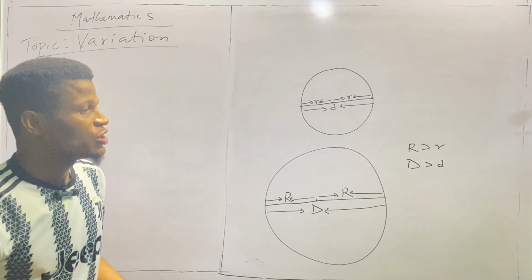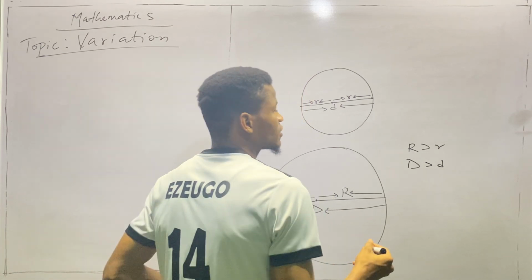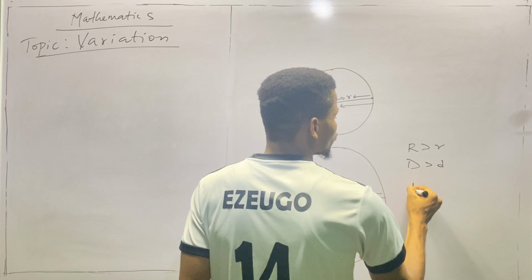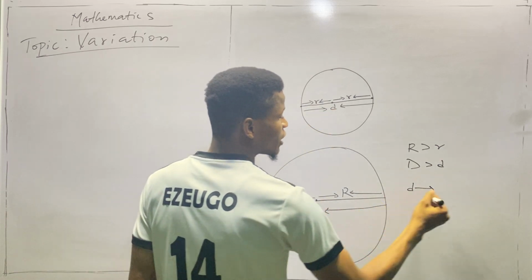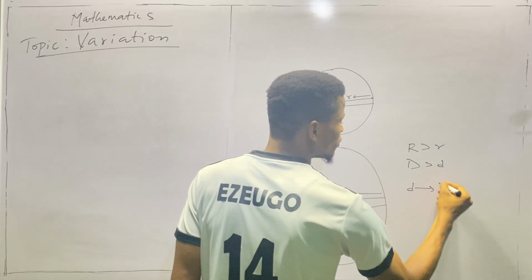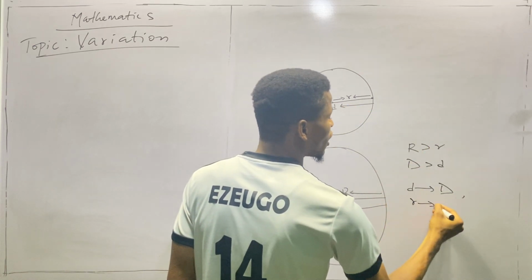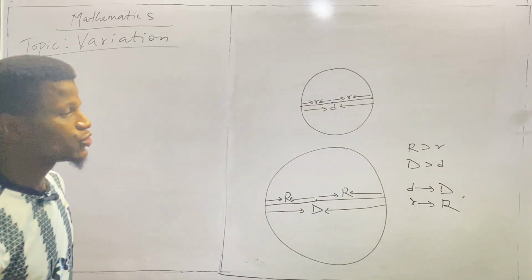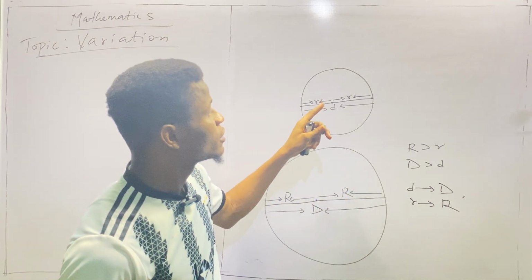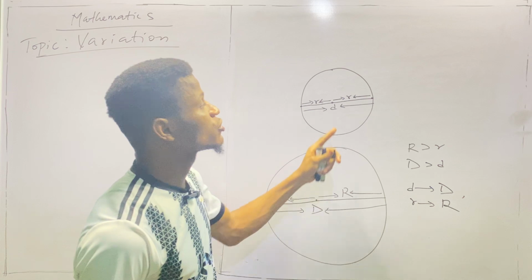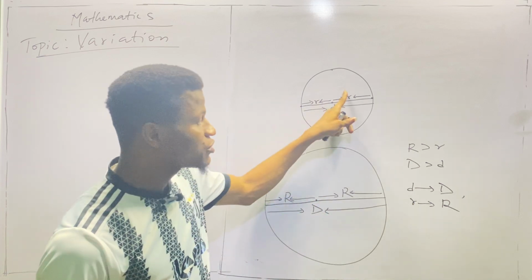So what do you observe? You observe in this case that as the diameter of this circle increases from small d to bigger D, all right, then the radius of the small circle increases from small r to bigger R. So notice that a change in diameter brings about a change in radius. So if a circle has a smaller diameter, of course it will have a smaller radius. Then if the diameter of the circle increases to a bigger diameter, of course the radius of the circle will also increase to a bigger radius.